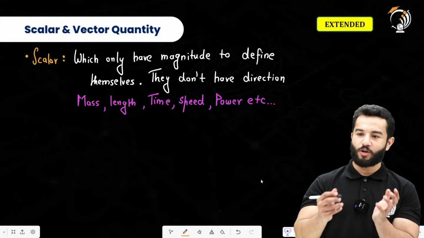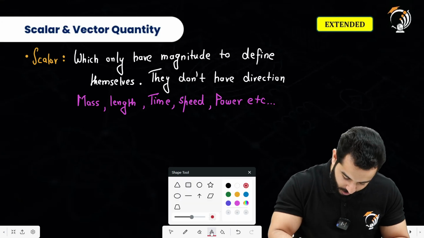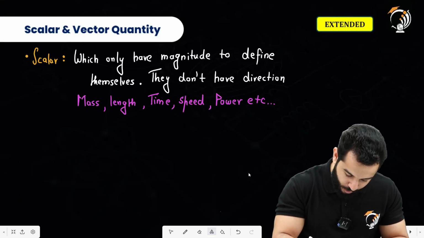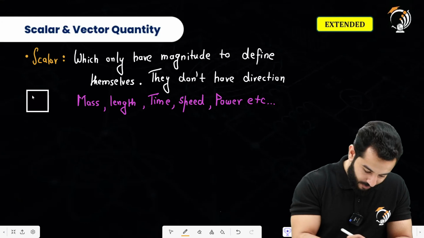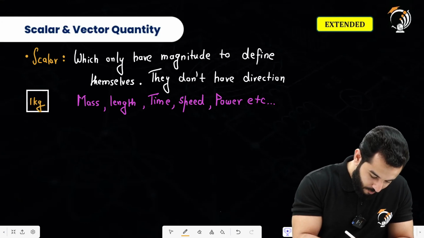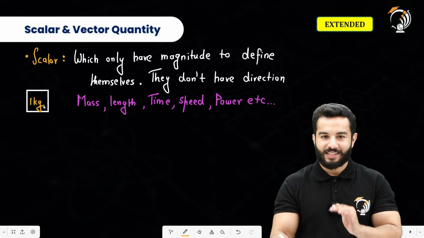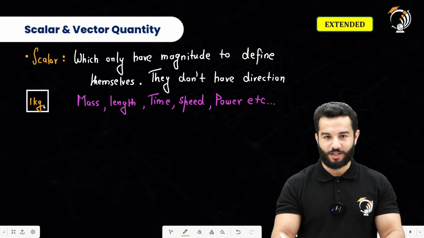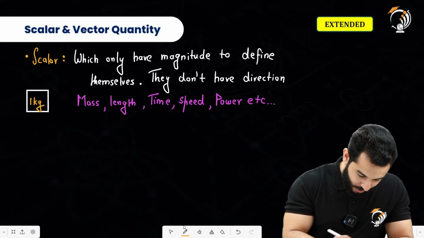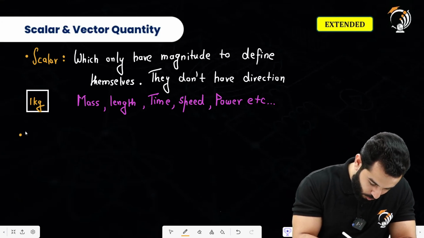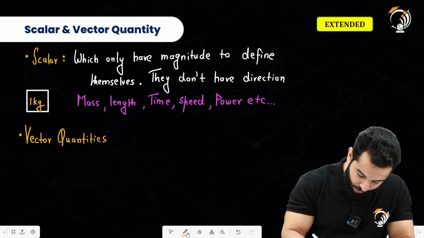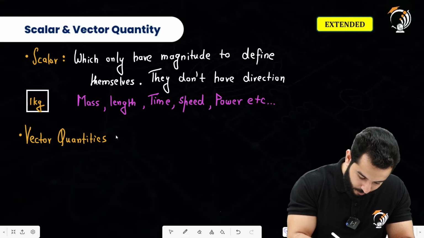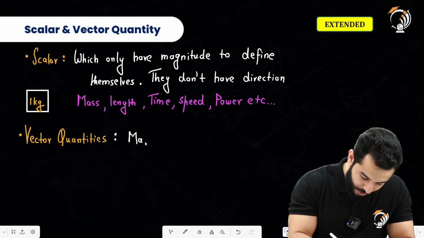It means that you can also assume it like this, that let's suppose we have got a 1 kg block kept over here. Now it doesn't matter in which direction you want to measure the mass of this 1 kg, right? Direction has got to do nothing with the mass of 1 kg, right? But the other type of quantities, which are known as vector quantities, they have both magnitude as well as direction to define themselves.